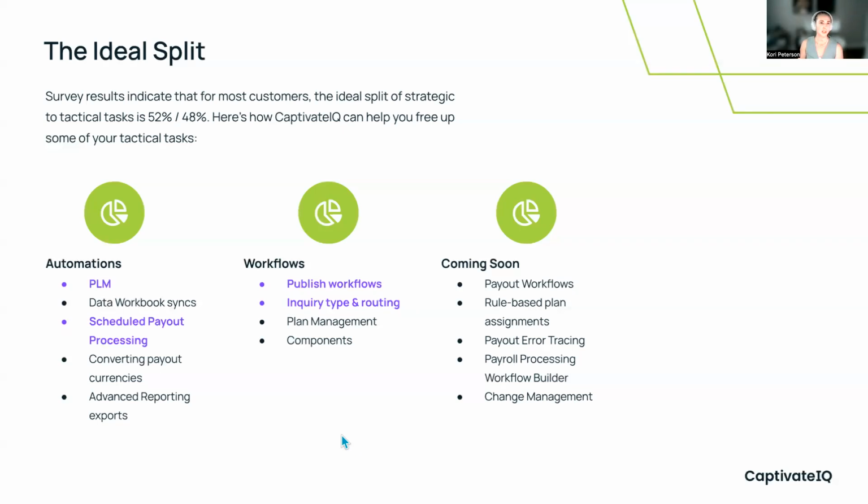But talking about the ideal split, from the leaders that we surveyed, we found that the ideal split of strategic to tactical tasks is about 50-50. So about 50% of that time spent on the administrative side of things, 50% freeing you up for some of those more strategic conversations. So if you don't feel like you are currently at 50-50, if you'd like to be more strategic, here's a list of our current automation and workflow options that could help free up some of your time.